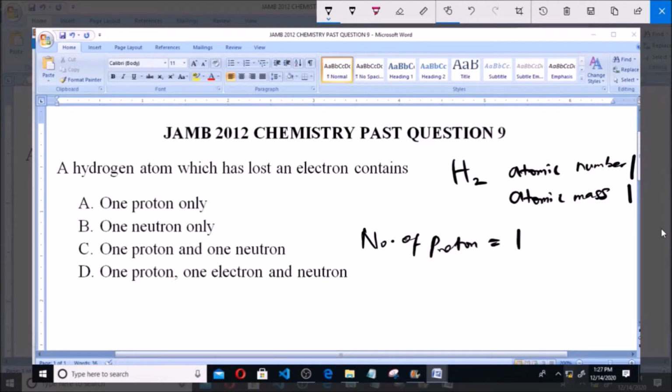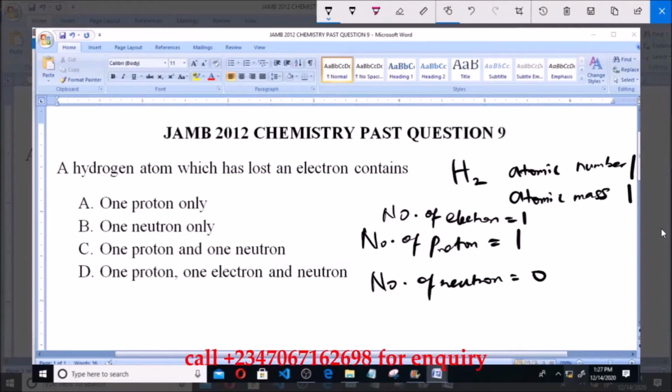Now, if the atomic number is 1, it simply means that the number of protons of hydrogen is equal to 1. And since the atomic mass is also equal to 1, it means the atomic mass represents just the number of protons of hydrogen. So the number of neutrons in a hydrogen atom is equal to 0. The number of protons is also equivalent to the number of electrons, so the number of electrons of a hydrogen atom is also equal to 1.